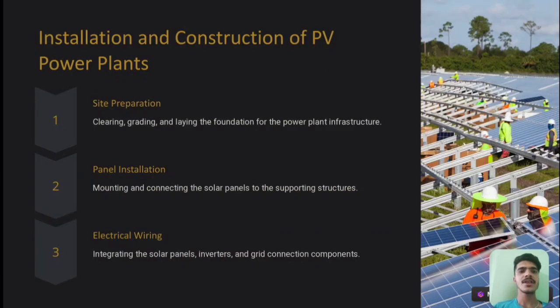Installation and construction of PV power plants. First, site preparation: clearing, grading and laying the foundation for the power plant infrastructure. Panel installation: mounting and connecting the solar panels to the supporting structure. Last one, electrical wiring: integrating the solar panels, inverter and grid connection components.